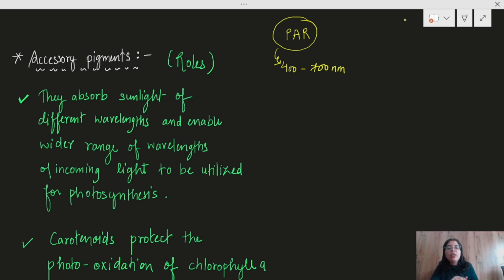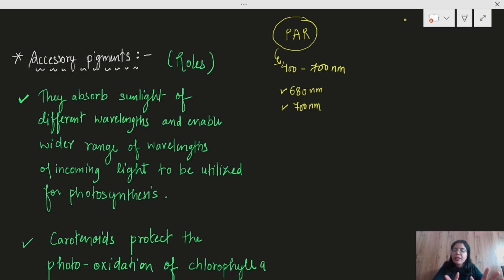But I am telling you that 680 nanometer is the maximum absorption of chlorophyll A of PS2 and 700 nanometer is the maximum absorption of chlorophyll A of PS1. Then what about the other wavelengths, which range from 400 to 700 nanometer, which are not absorbed mostly by this? So accessory pigments are going to absorb those wavelengths, and then by resonance energy transfer, they will transfer the energy after absorption to the main reaction center pigment.